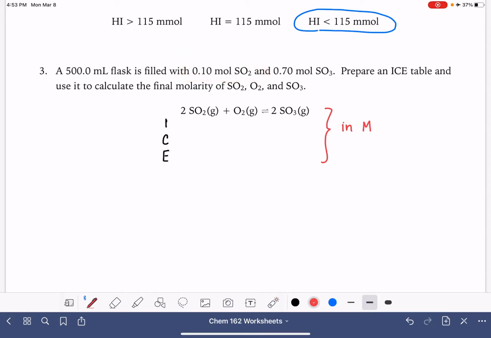For SO2, the molarity is 0.1 moles per 0.5 liters. I'm getting that information from the problem, which is 0.1 divided by 0.5, which is 0.2. So that's 0.2 molar. We don't have any O2 at all, so it's not telling us anything about the O2, so that's going to be a 0. And then for our product, SO3, our molarity is going to be 0.7 moles, also in 0.5 liters, which is 1.4.